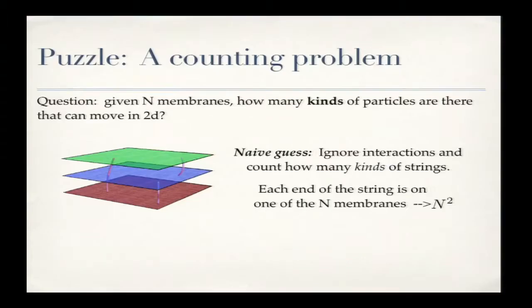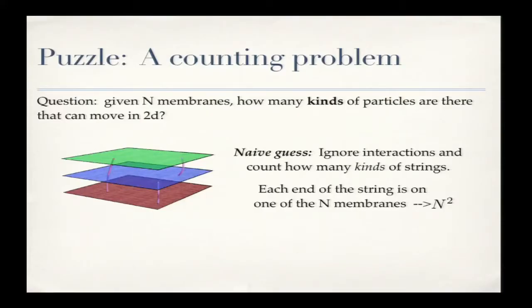So now I can tell you what the puzzle is. Here's a question. Given a stack of n membranes, how many kinds of particles are there that can move in 2 dimensions along the membranes? Well, I just told you that the strings can move in 2 dimensions along the membranes. So let's just count the number of kinds of strings. Each string needs to start on one of the membranes in the stack and needs to end on one of the n membranes in the stack. So in total, there are n times n equals n squared possibilities.